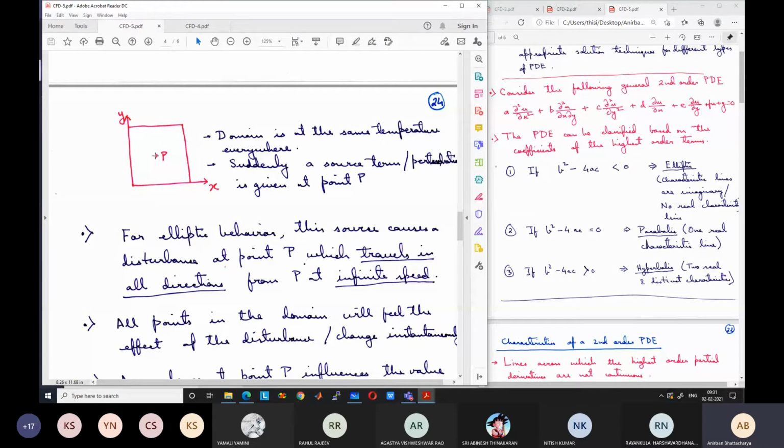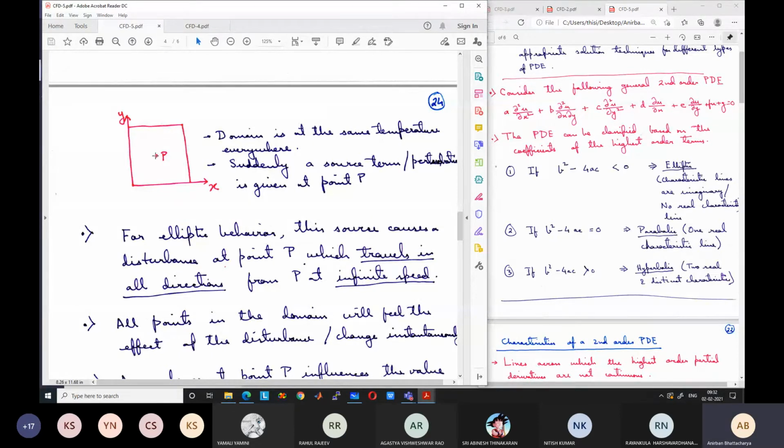Can you explain verbally what will happen? Boundaries are still at 200 degrees centigrade. What will be the temperature distribution? Sir, it will vary from 500 to 200 in a uniform manner. Yes, in all directions, right? In all directions, it will vary in a uniform manner from 500 to 200. Okay.